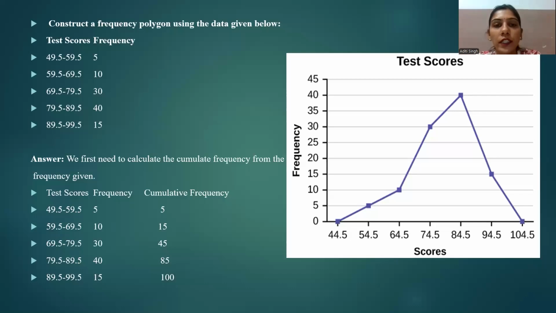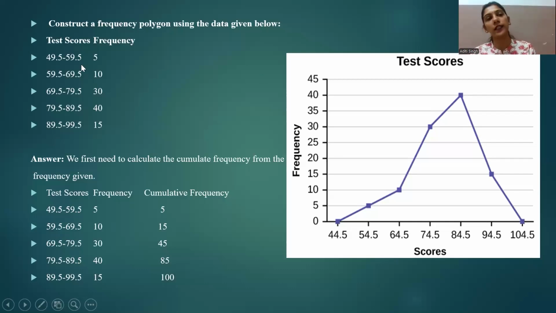After that, corresponding to each class mark, we have to plot the frequency as given to you. The height always depicts the frequency. So we have to make sure that the frequency is plotted against the marks and the upper or the lower limit of the class. This result shows the curve which is called a frequency polygon. As we can see in this diagram, this curve shows a frequency polygon.